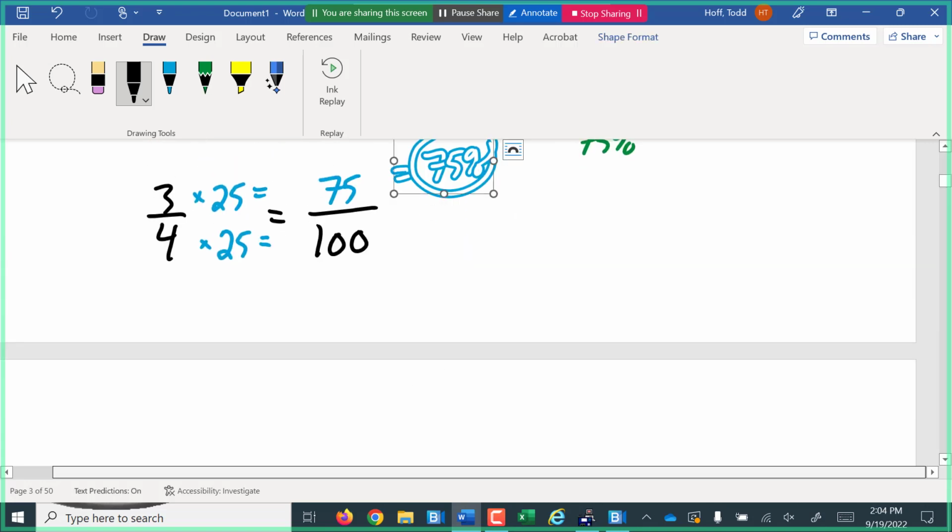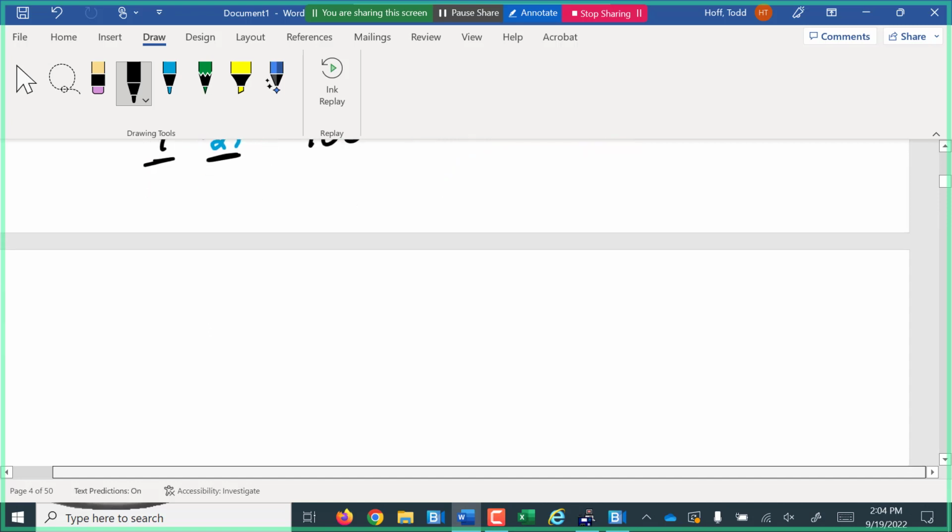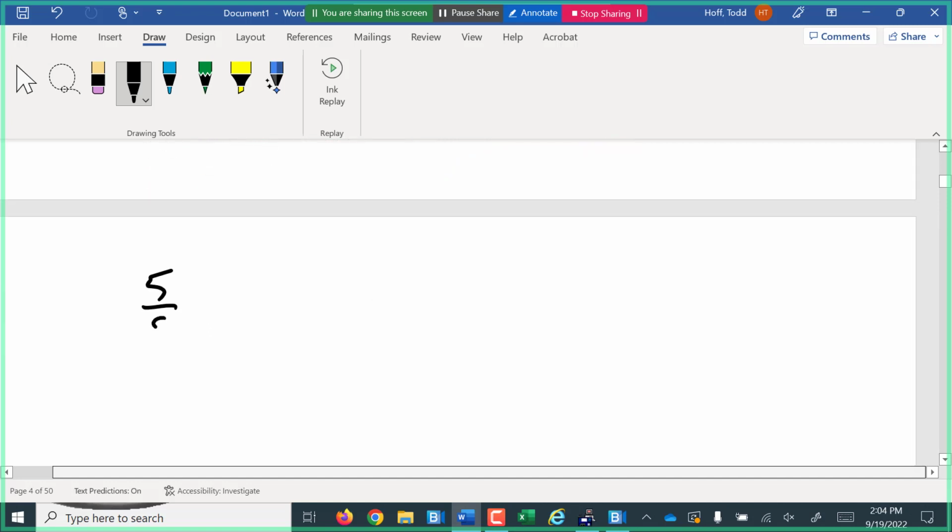But not all of our denominators are going to multiply that easily to make 100. What if I have 5/8? Can anybody tell me what you multiply 8 by to make 100? Go for it. You're probably right. 12 and a half, or 12.5. You got it.